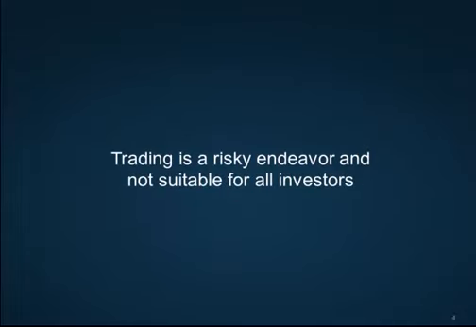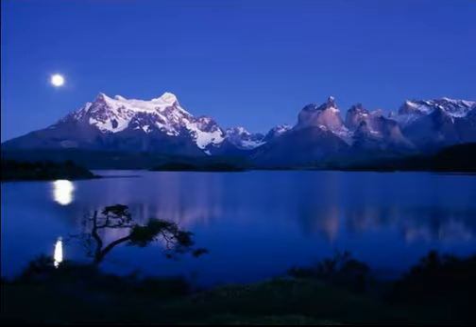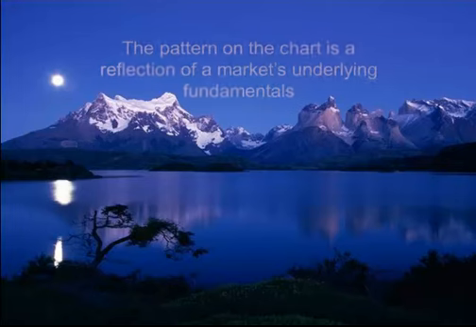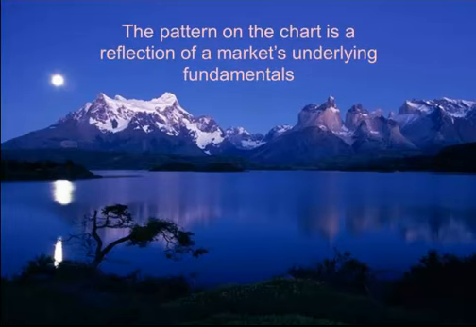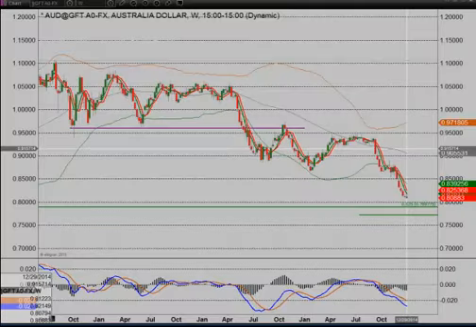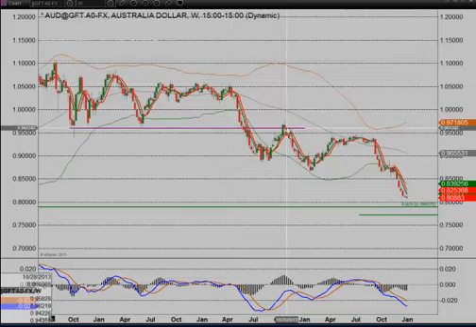Before we get to the charts, I just want to highlight our own particular philosophy here at Trading University. The pattern on the chart is a reflection of the market's underlying fundamentals. First market we'll take a look at is the Australian US dollar, and what we mean by that is when you see a pattern of lower high, lower high, lower low, lower low, that's indicating a bearish environment. That's telling us that the market has bearish underlying fundamentals, and that's definitely the case here also.